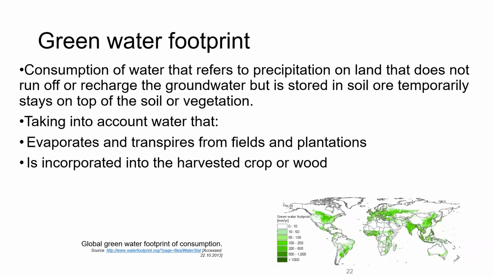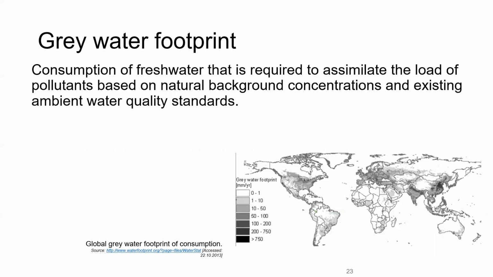Now green water. Green water, as you know, is basically water which is contained by the soil or by the plants. And also we can say it is available in the atmosphere. This is available in the form of rain. This also evaporates and transpires from the field and plantation. It is incorporated into the harvested crop or wood. So that is the green water. And if we are using the green water, that means rain water, that means we are reducing the blue water footprint.